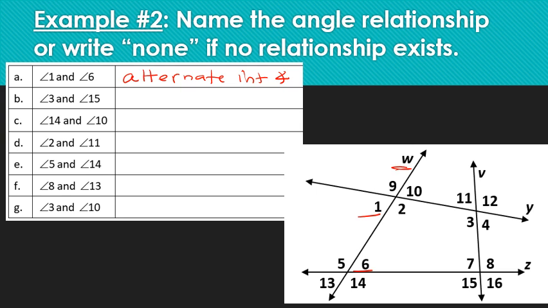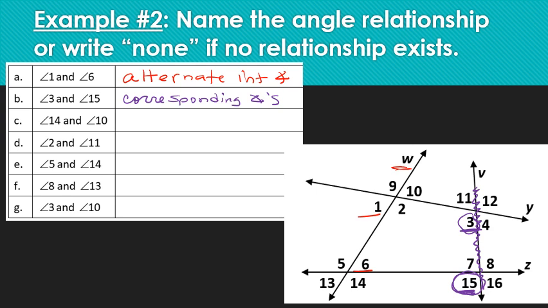All right, let's look at 3 and 15. So here's angle 3 and here's angle 15. They share transversal V. They're both on the bottom left and one's interior and one's exterior. So they can't be interiors and they can't be exteriors because I have one of each. But since they hold the same location, this is on the bottom left and this is also on the bottom left, that means those are going to be corresponding angles.